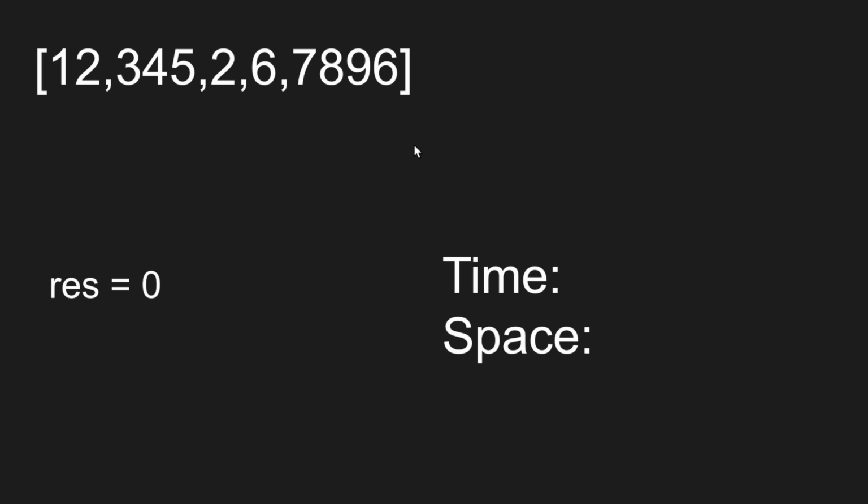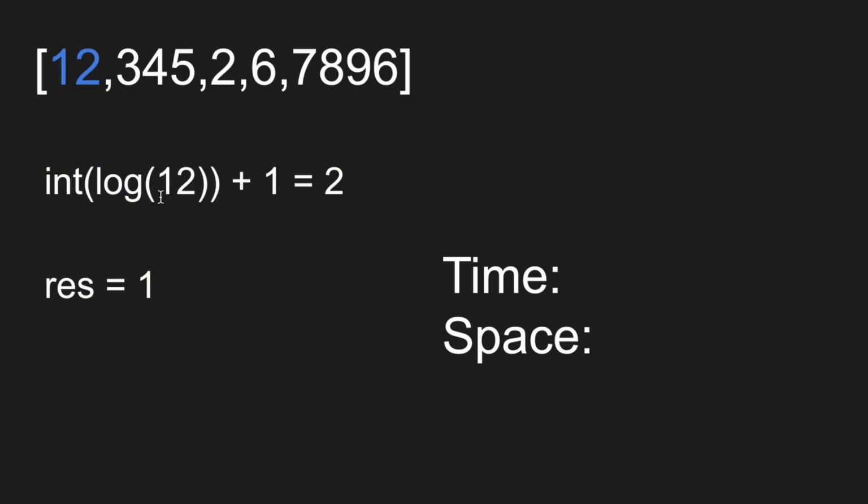So let's go through this example real quick. The int of the log of 12 will be 1. Add 1 is equal to 2, which is even, so increment result by 1. This is 3, so we don't increment result. This is 1, which is odd, so we don't increment result. This is 1, odd again, so we don't increment result. And this is 4, which is even, so we increment result by 1. And now we have come to the end, so we can return 2 as our result.